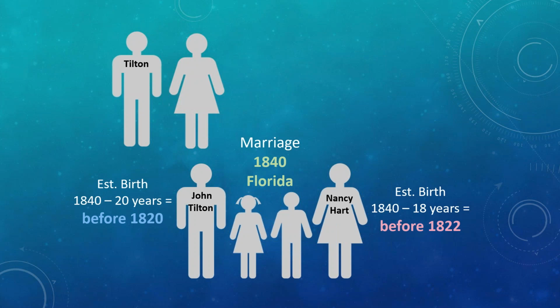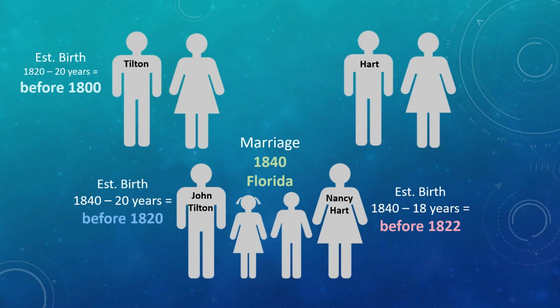And then I can also infer that unless he was illegitimate, his father's name was Tilton as well, and that he was born before 1800. I can say if this is Nancy's first marriage, that her father's name is probably Hart. Now, if I'm wrong on any of this, I can change it later, but I want to be able to find these records, and I want the computer to do it for me. So I'm going to give them each estimated dates, and with her father 20 years before her estimated birth, I can infer that he was born before 1802.